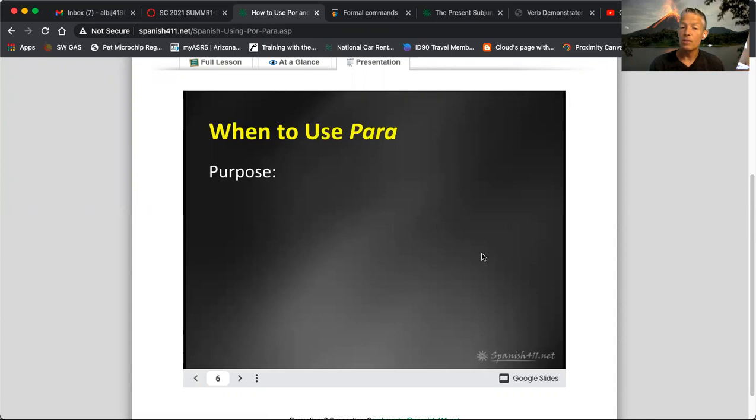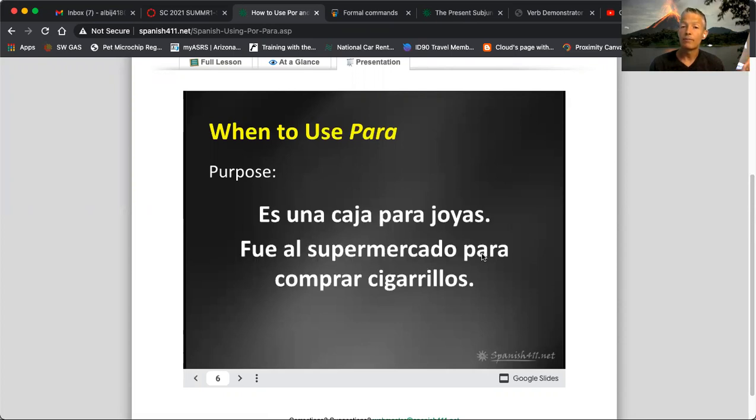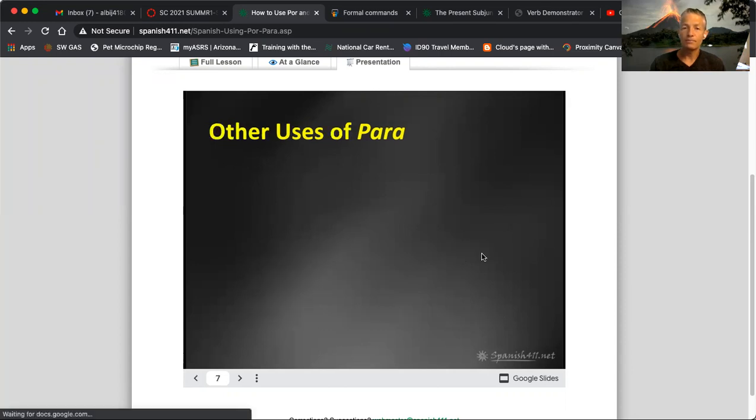For purpose, used for something. Es una caja para joyas. It's a box for jewelry. Fue al supermercado para comprar cigarrillos. She went to the supermarket to buy cigarettes. Don't ever do that. Okay, so this is purpose. You can also think of para meaning in order to. A lot of the times the word para is followed by a verb, an infinitive like comprar, in order to buy. That's the purpose. Estudia para ser abogada. She's studying in order to be a lawyer.